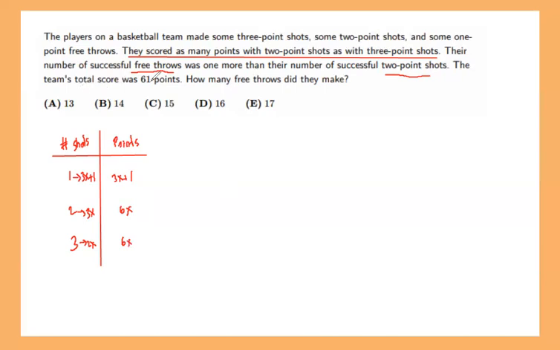Okay, the total score is given, so let's add these. So that's 12, 15. So 15x plus 1 is 61. So x is 4. Okay, and how many free throws did they make? That is 3x plus 1, which is what they are asking. So 3x plus 1 is 13. You can always plug these numbers in and see if that satisfies all the given information in the problem to confirm your answer, but I think that's the case. So that was the second question.